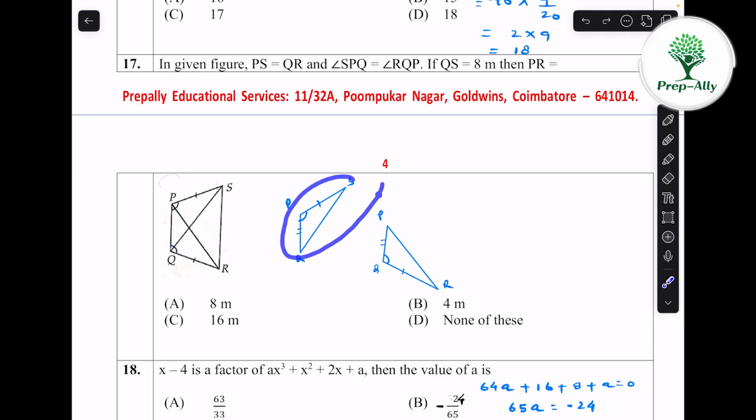So these two triangles are congruent, right? So definitely this will be equal to this, right? So that means this QS is equal to PR. So QS is 8 meter, so PR will also be equal to 8 meter, right? So PR will also be equal to 8 meter. So this is the answer.